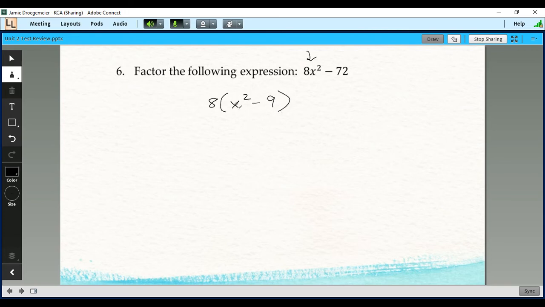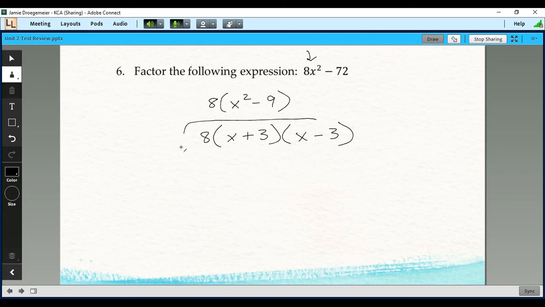Well, if you notice, x squared minus 9, that's a difference of squares. That was one of those special cases we talked about. x squared is a square, 9 is a square. And so when we have a difference of squares, the square root of x squared is x. The square root of 9 is 3. This is going to factor to x plus 3 and x minus 3.